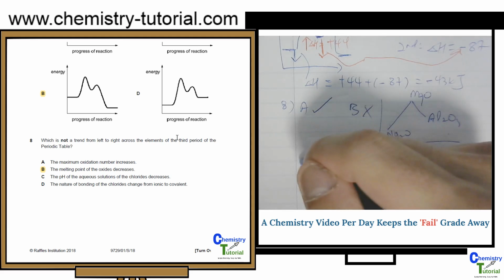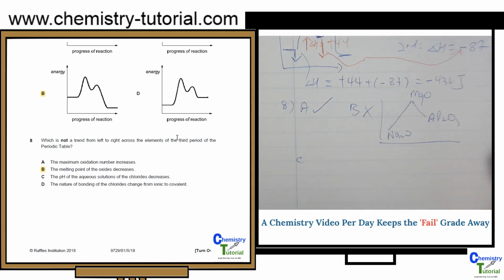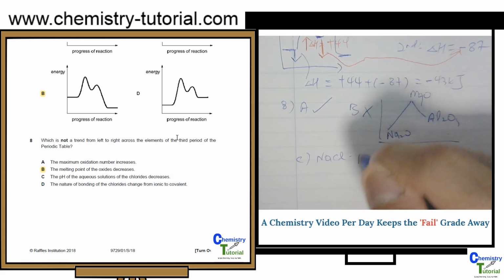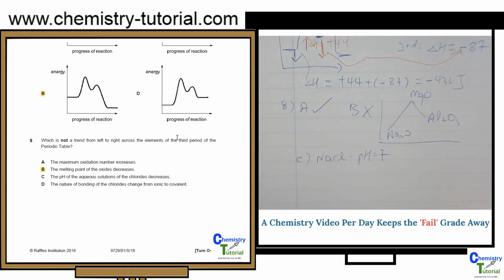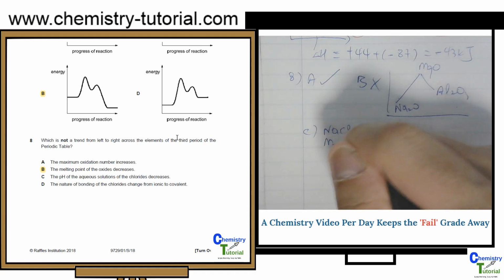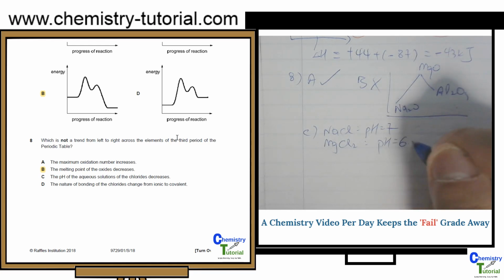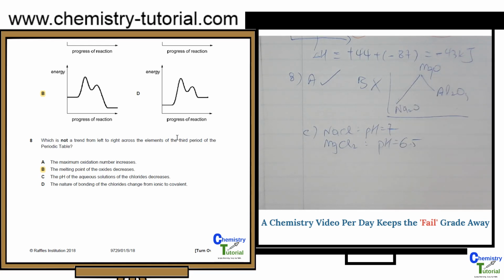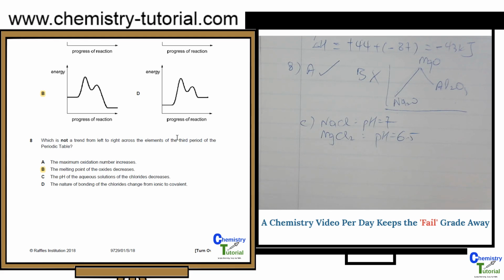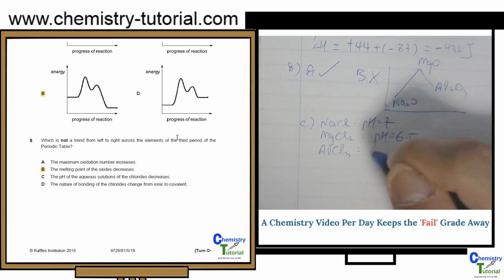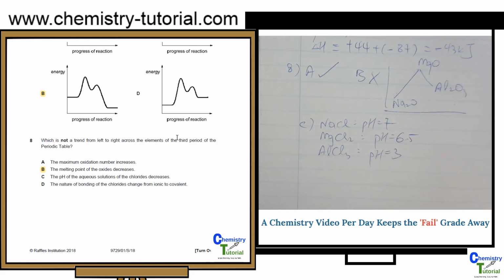Now for option C, the pH of aqueous solution of the chlorides decreases. That's a trend because NaCl has a pH of 7. MgCl2 has a pH of 6.5 because it has 2+ high charge density, so it's able to undergo hydrolysis in water to give you H+ ions. AlCl3, very high charge density, so it gives you a pH of around 3.